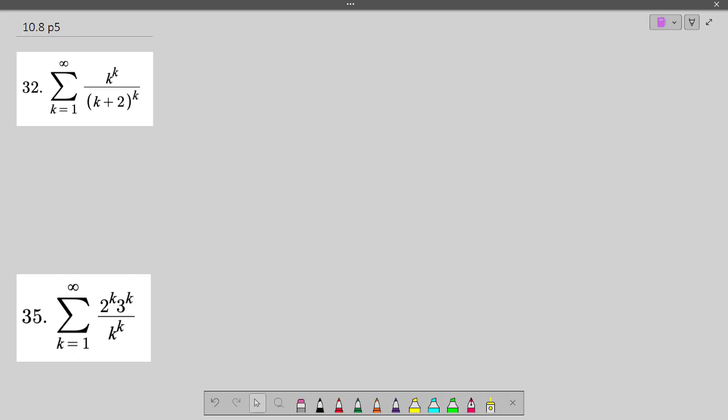So let's go to these guys. 32. What technique do you think? Root. Yeah, we see that power of k on the outside. Power of k on the outside. The kth root of that will just make that power vanish. So that is good.